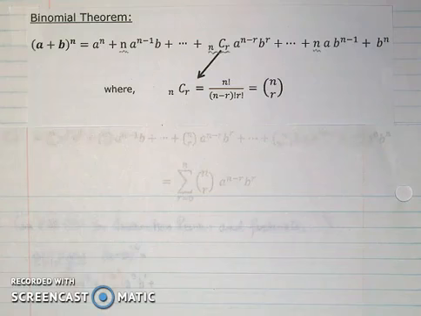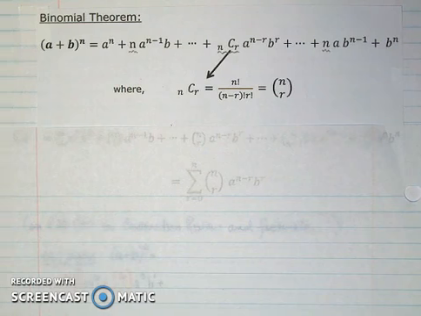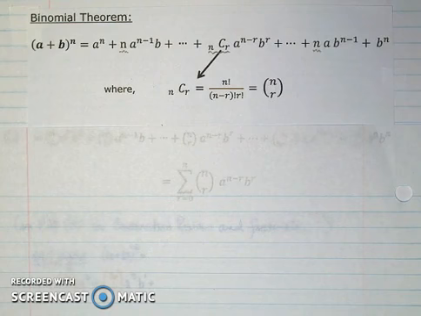Welcome back to part 2 of binomial coefficients, lesson 10.5. This is the part where we're going to expand the binomial expansion and the coefficients in that, and we are going to go beyond Pascal's triangle.